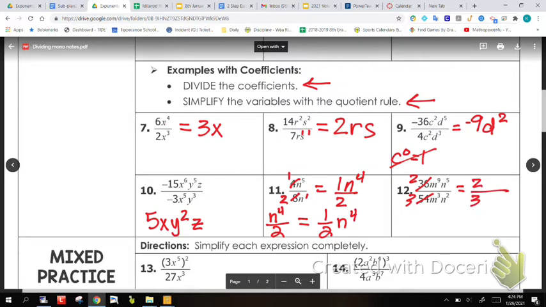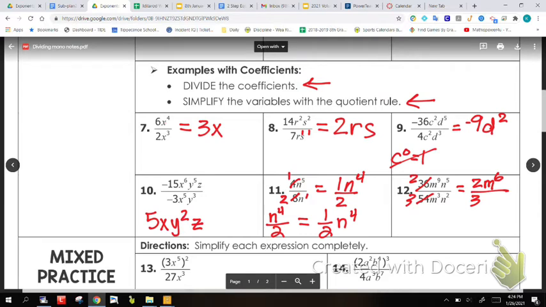M to the 9th divided by m to the 3rd. Subtract your exponents. The base stays the same. You get m to the 6th. Because remember, think about that. You had 9 m's on top and 3 m's on bottom. So 3 of them are going to cancel out to 1. So you're left with 6 on top.